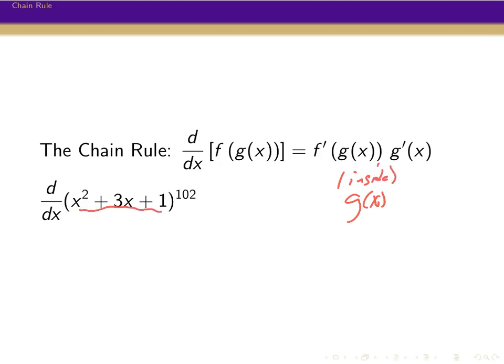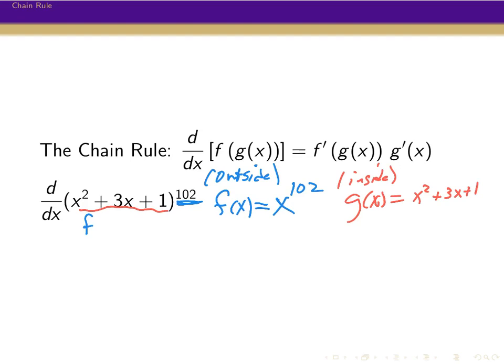Well, my inside part is the x squared plus 3x plus 1. Well, then what is happening to that g of x? That's my outside part. We'll call that f of x. So this is outside. So what's happening to my g of x? It's getting raised to the 102nd power. So my f of x is, I'm taking something x and raising it to the 102nd power. And so now you can kind of see that this is talking about f of g of x.